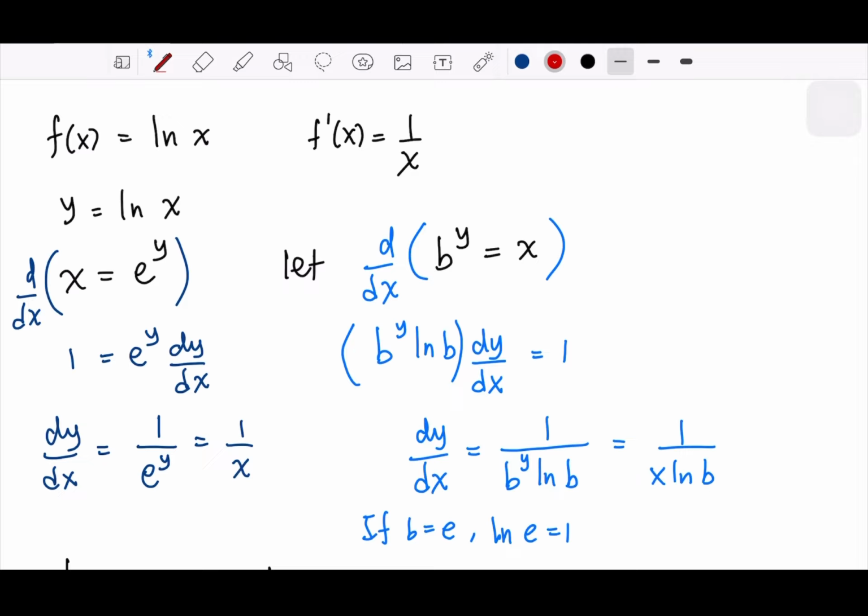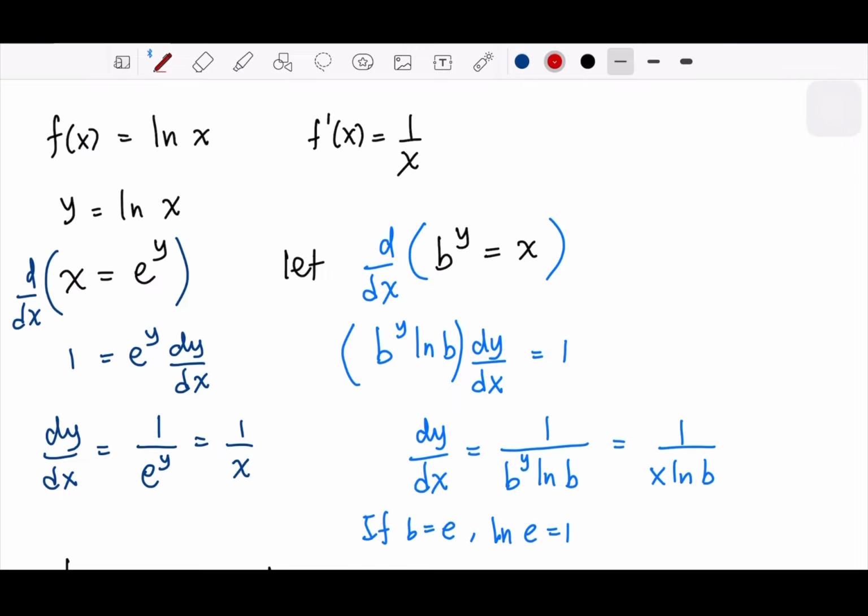Okay, and if we use a similar method with a different base, so this is the base of e, the right one here is just any number b, with any base, and we solve through implicit differentiation, and we get that the result is 1 over x ln b. Okay, so basically this is a general formula for differentiating the log base b of x.